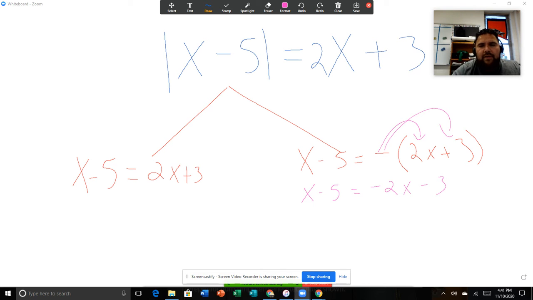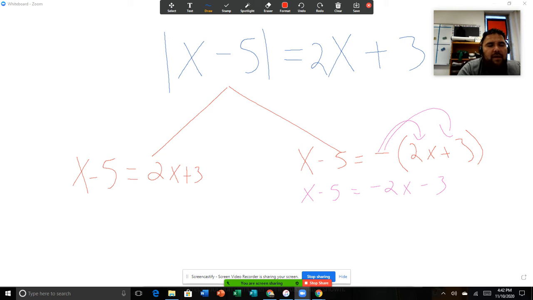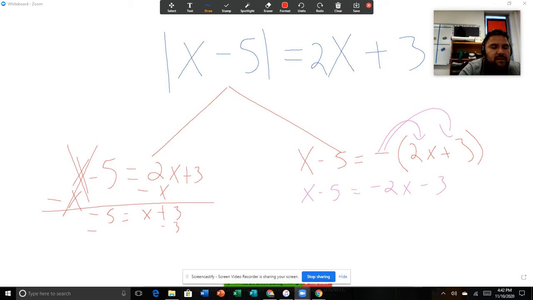We're going to solve these two equations to get a value for x. I'm going to get my x's over to one side, so I'm going to subtract x from both sides. That goes away, and I'm left with negative 5 equals x plus 3. Subtract 3 from both sides, and x equals negative 8. So that's a possible solution.